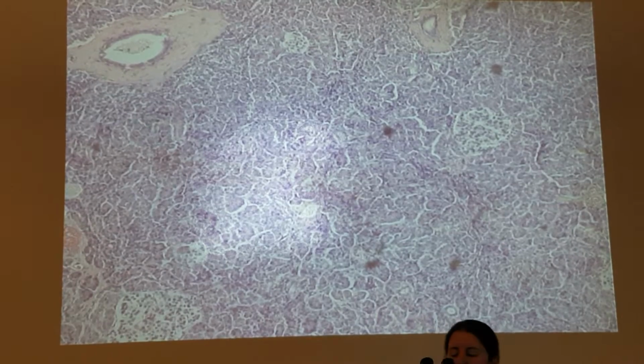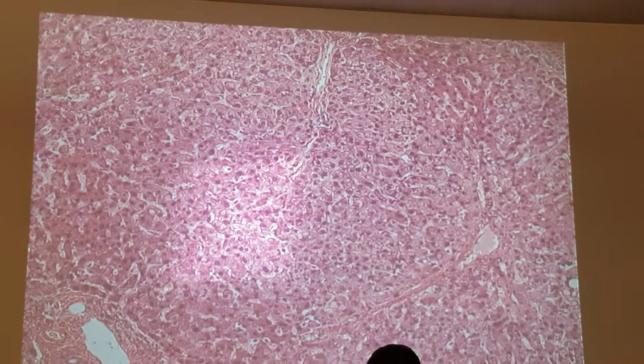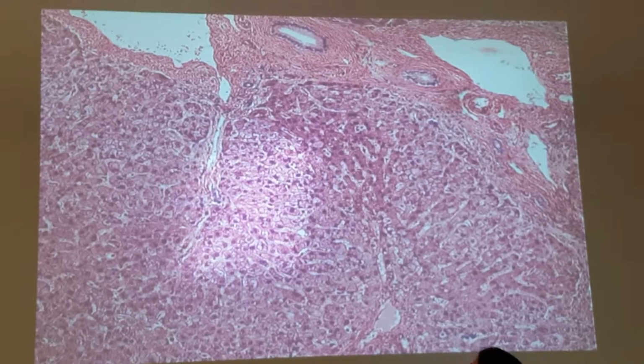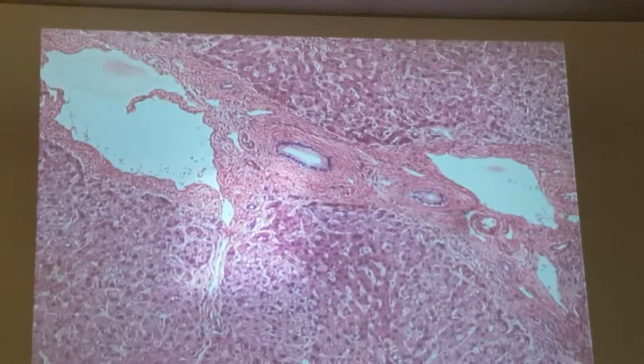Okay. That's pancreas. Oh, hey. I've been looking. All right. Amazing. Okay. Bring it down so I can do it.